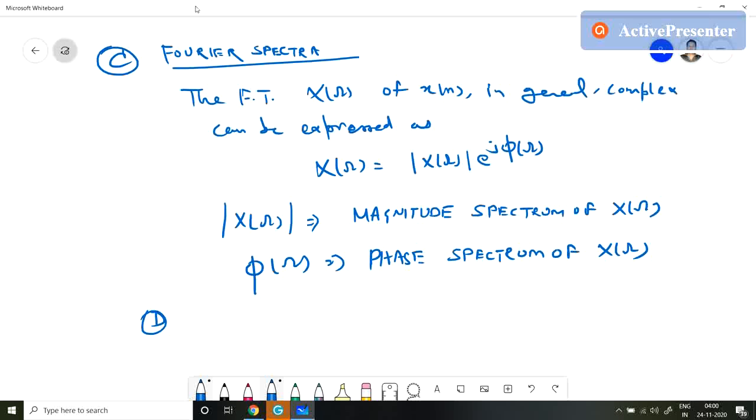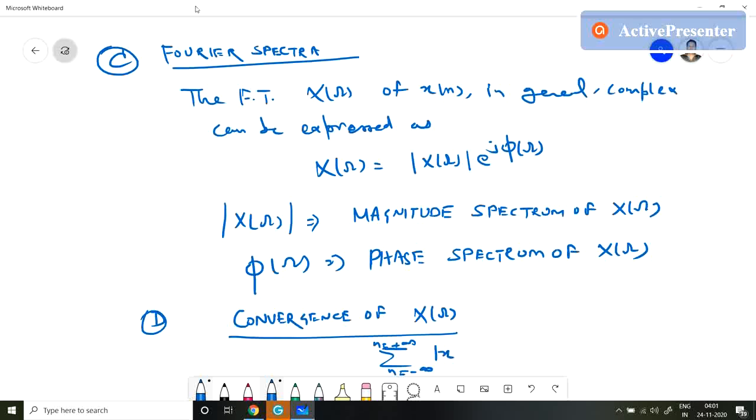There is another thing that we need to understand, that is the convergence of X(Ω). Just as in the continuous time case, the sufficient condition for the convergence of X(Ω) is that x[n] should be absolutely summable. That means the summation from n equals minus infinity to plus infinity of modulus of x[n] should be less than infinity. This is the convergence condition for X(Ω).